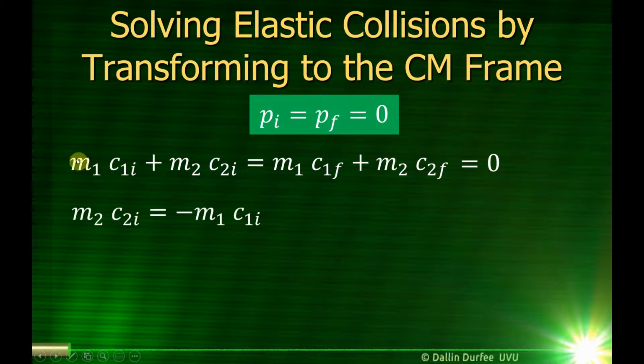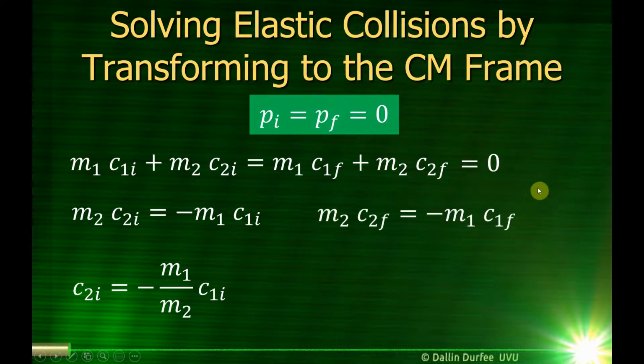So now I can break the momentum equation up into two equations. One equation is simply this side of the equation is equal to 0, and I can solve that for C2 initial. So m2 C2 initial is equal to negative m1 C1 initial, and if I divide by mass 2, C2 initial is just negative m1 over m2 times C1 initial. And then I can take this side of the equation, that's equal to 0, so that gives me this equation. I can solve that for C2 final. So now I have an equation for C2 initial in terms of C1 initial, and an equation for C2 final in terms of C1 final.